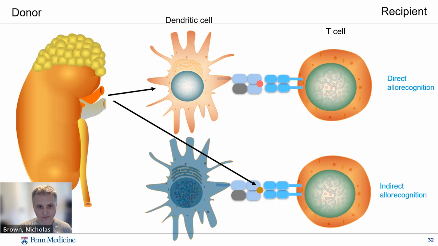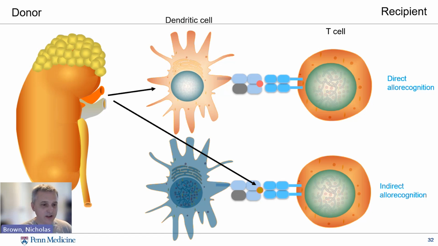Is there a greater likelihood of one of these happening over the other? In particular, direct allorecognition, I assume, requires that the T cell can interact successfully with the donor's dendritic cell to begin with. You mentioned at one point that's part of the check. Does that make this less likely to happen?